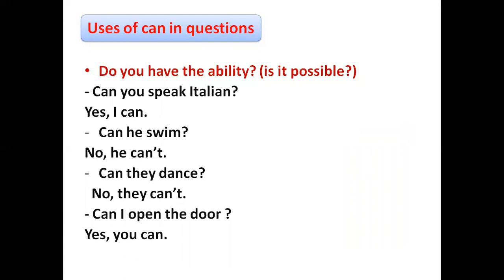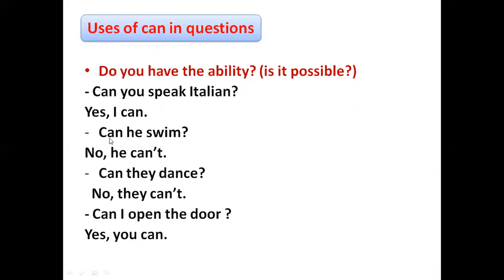So let's start with ability. Do you have the ability of doing something or is it possible to do it? For example, can you speak Italian? Can you speak Italian? So here I'm asking if you are able to speak Italian. If it is yes, the affirmative answer, you're gonna say, yes, I can. If it is negative, you're gonna say, no, I can't.